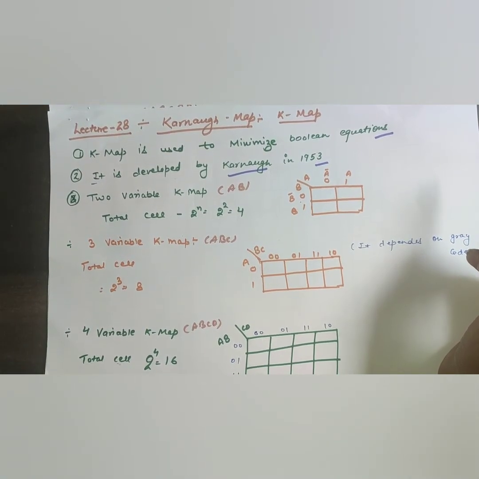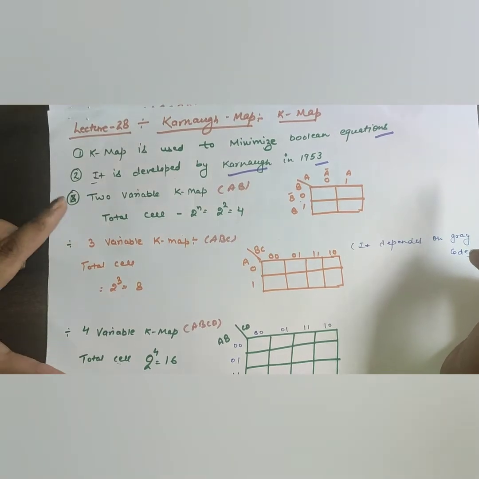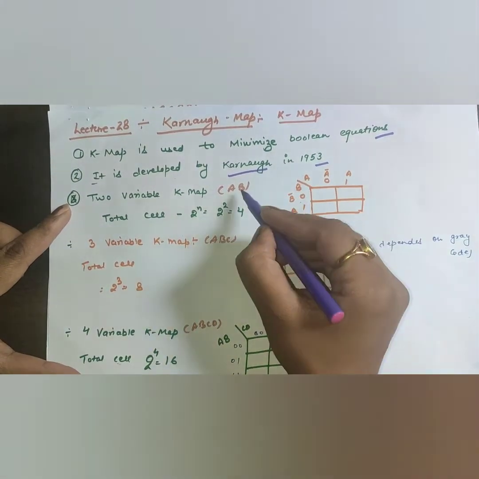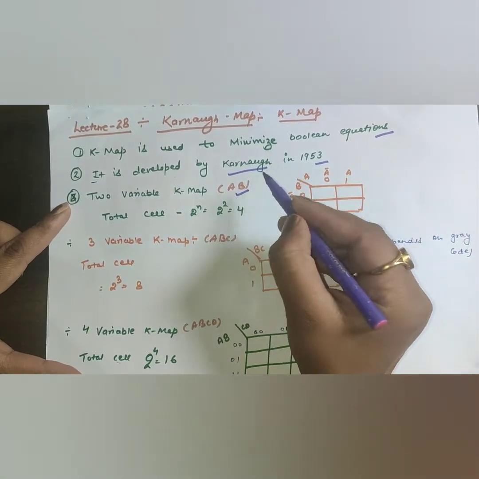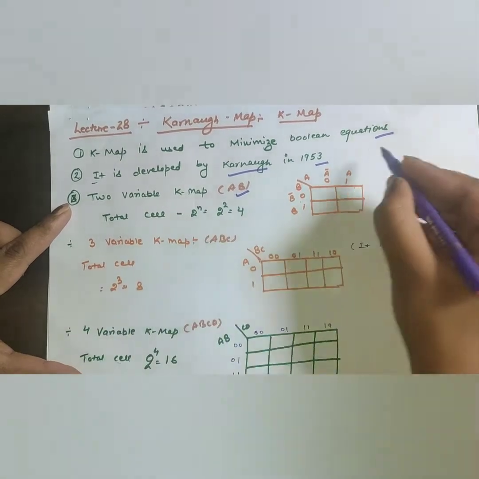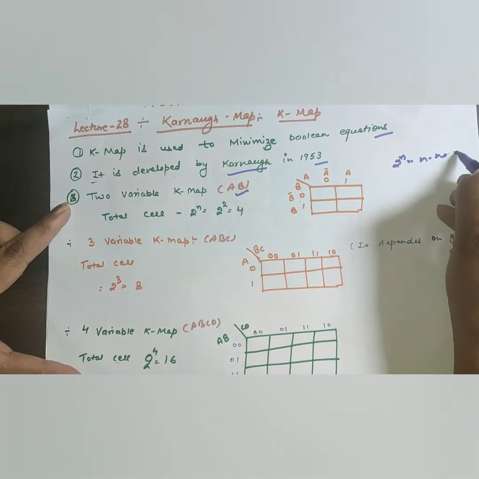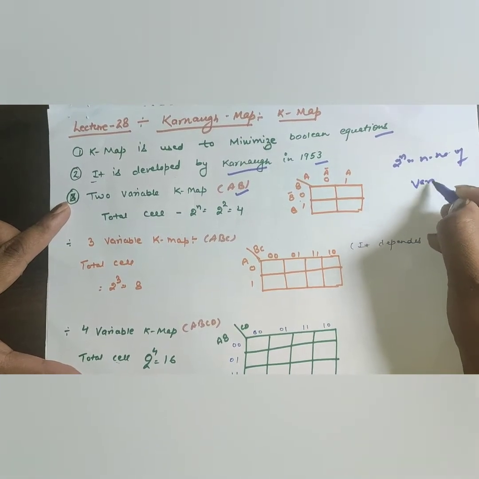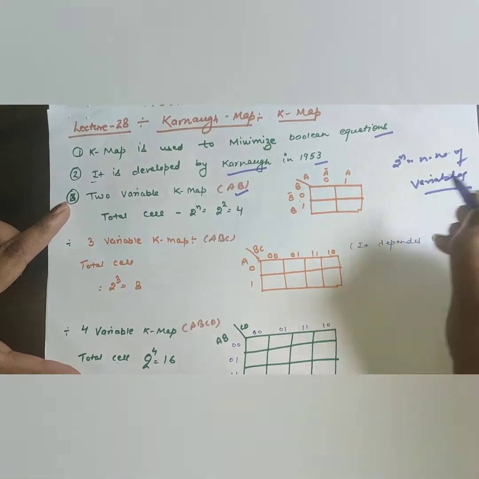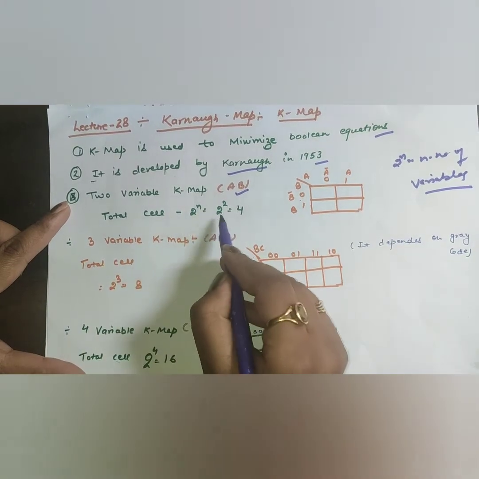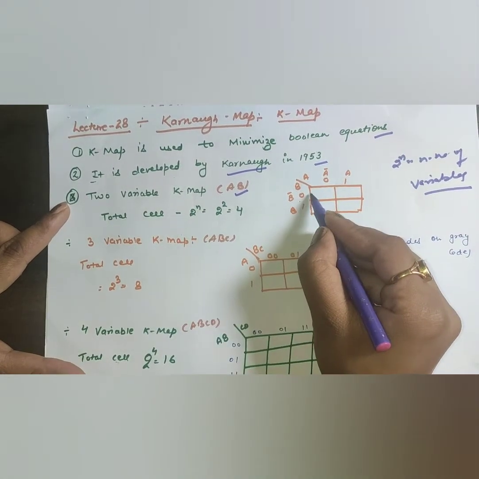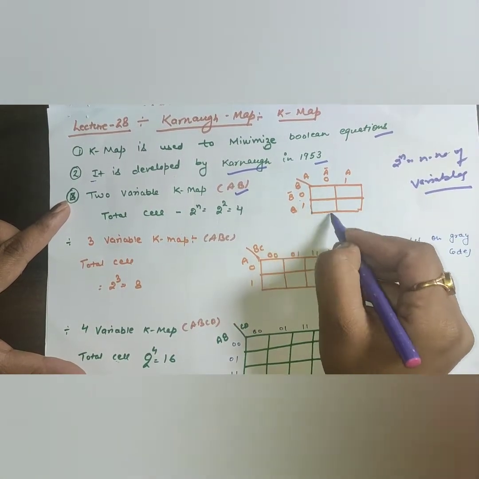The types are distinguished by the number of variables. First is the two variable K-map. Let's suppose we have two variables, A and B. The total number of cells will be 2 to the power n, where n is the number of variables. So 2 to the power 2 is 4. The total number of cells will be 4.